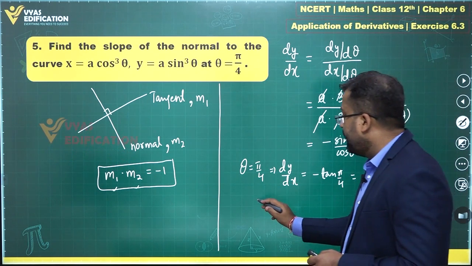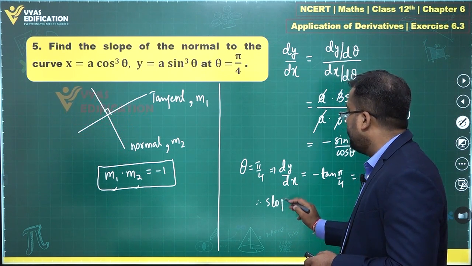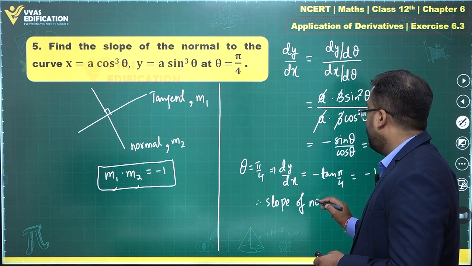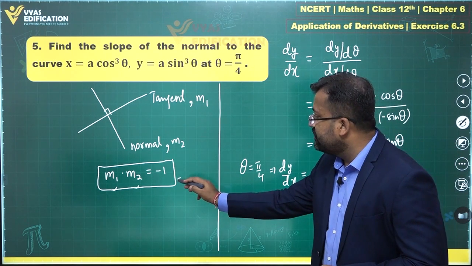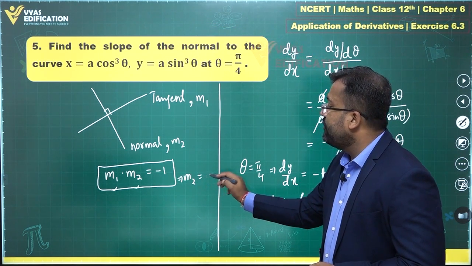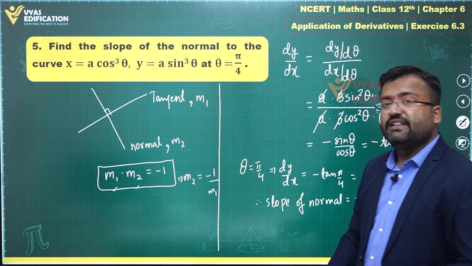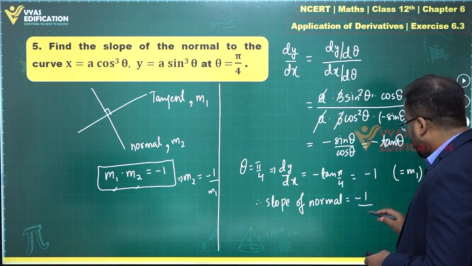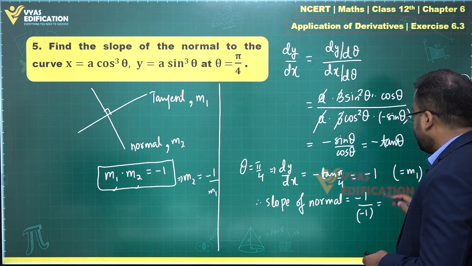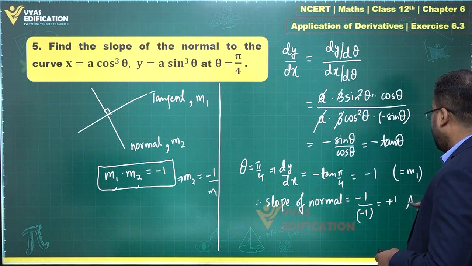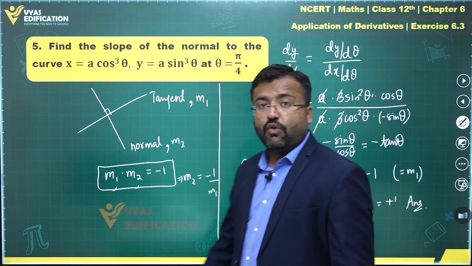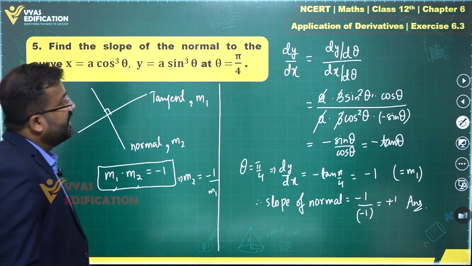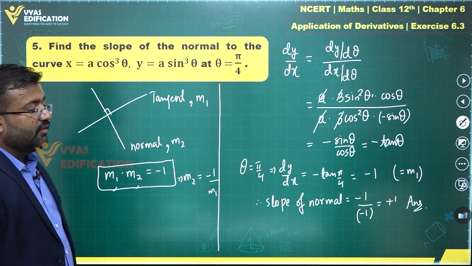So therefore, slope of normal will be equal to what? Slope of normal, m2, will be minus 1 upon m1, right? This is what you'll get. This is minus 1 upon m1, which is minus 1 upon this. This becomes plus 1, and yes, that is my required answer for this question over here, as you can see behind me. That's a complete solution for this question.